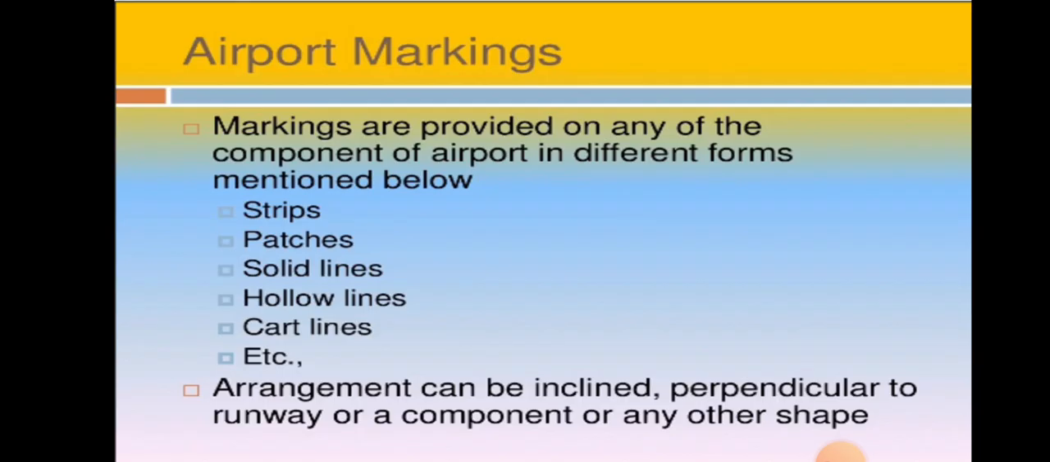Today we are going to see about the airport markings. The markings which are provided on any component of an airport in different forms are mentioned below. That is the strip, patches, solid lines, hollow lines, cart lines, etc. The arrangement can be inclined, perpendicular to the runway or any component, or any other shape.